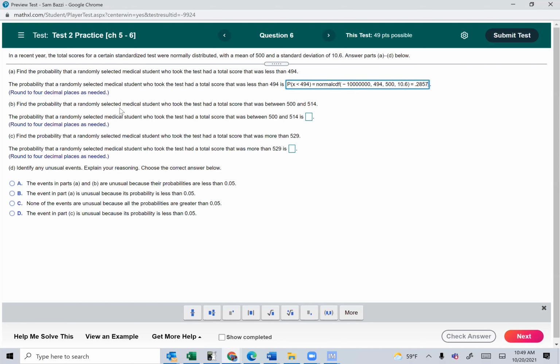What's the probability that a randomly selected medical student who took the test has a score between 500 and 514? So it will be probability of 500 less than X less than 514, equals normal CDF. You put the lower bound, which is 500, the upper bound, which is 514, the mean, which is 500, and then the standard deviation, which is 10.6, and you get the answer.